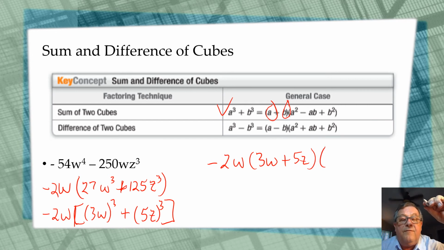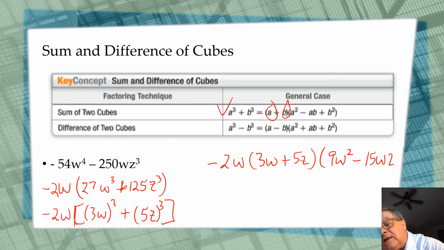Times, so my a factor was 3w. If I square that, that's going to be 9w squared, minus ab together, 3w times 5z, that would be 15wz, plus 5z squared would be 25z squared, close my parentheses. All I can say to this is Shazam.